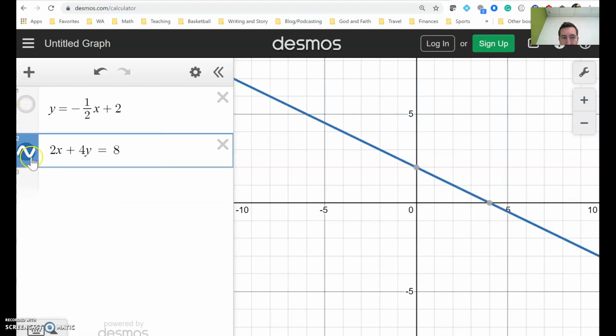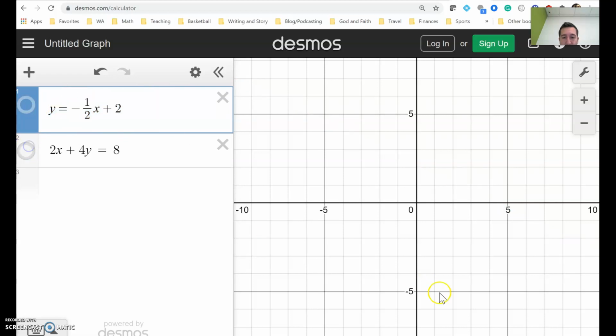There's the second one. First one, second one. What do you notice? They're the exact same line. Okay, this is in standard form. Notice how it's x and y number. This is in slope-intercept form: y equals mx plus b. This one is way easier to graph. Y equals mx plus b is way easier to graph.